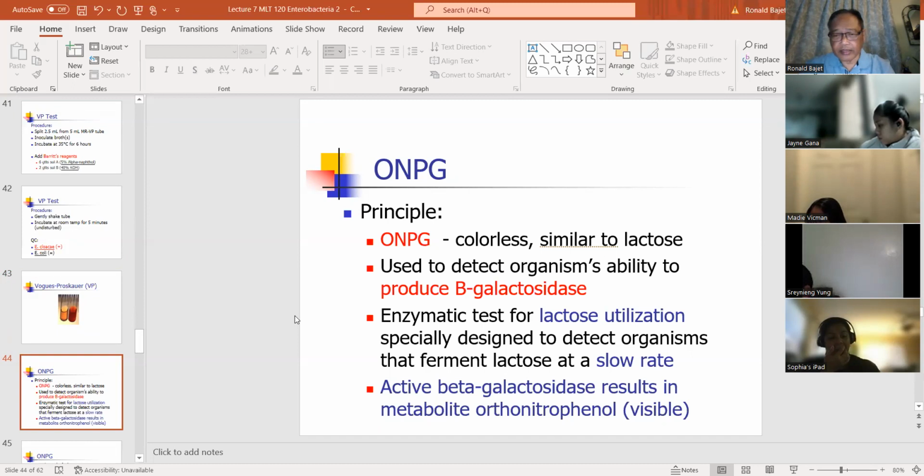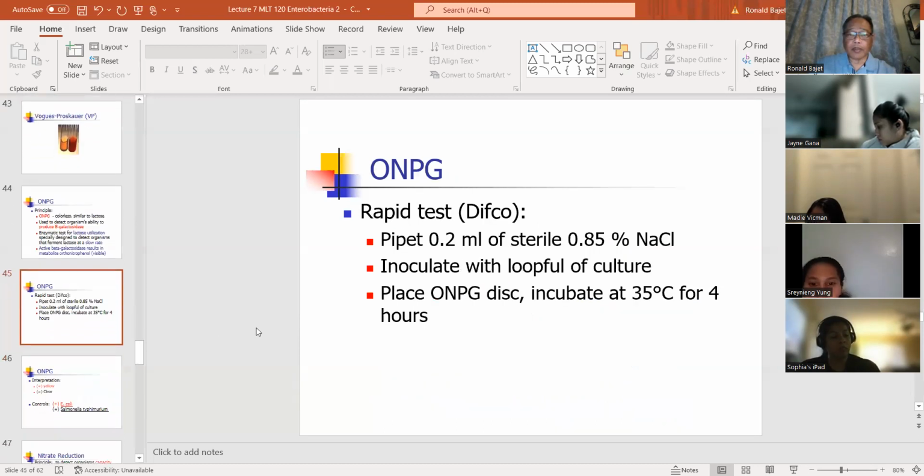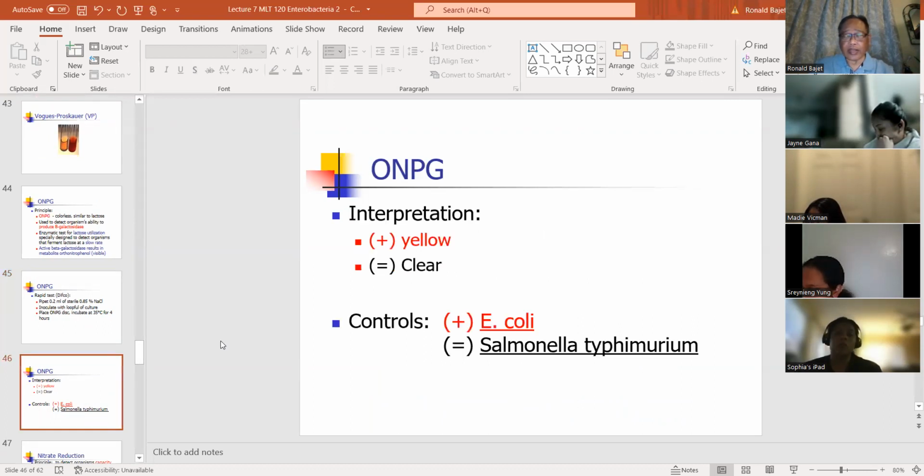It tests the organism's ability to ferment lactose at a slow rate. Active beta-galactosidase results in the metabolite orthonitrophenol. Okay, this is the rapid test: 0.2 mL of sterile normal saline, inoculate with a loop, and then there's an ONPG disc. This test is also on the API strip. You incubate it for 4 hours at 37 degrees, and you look for a yellow color.